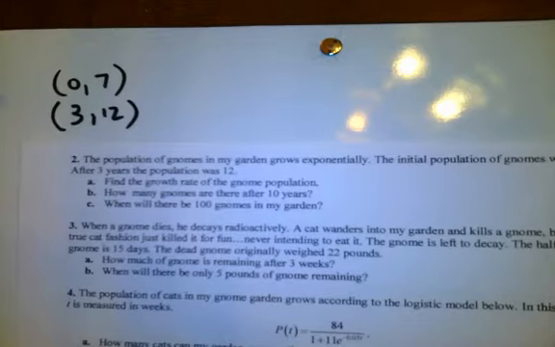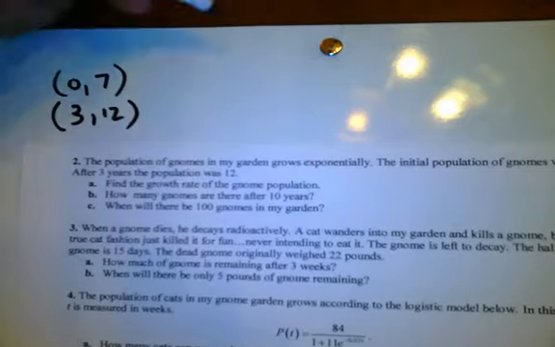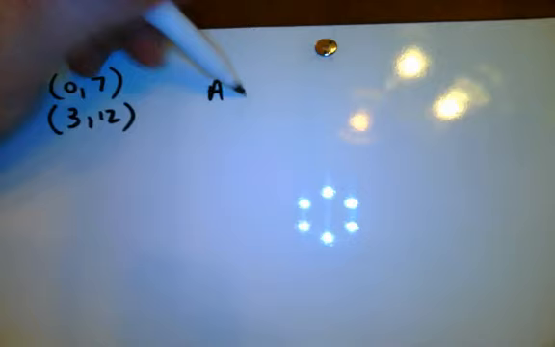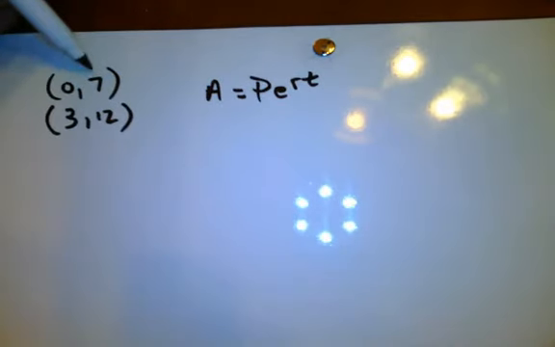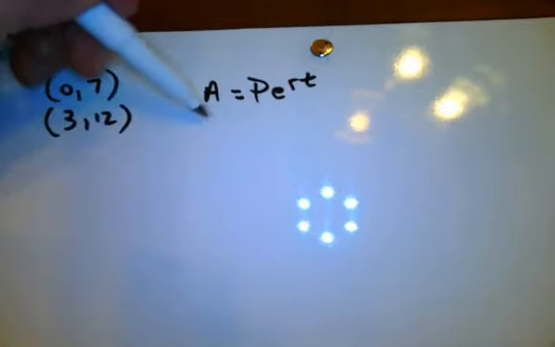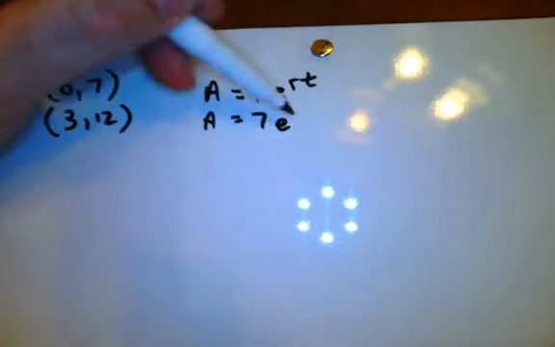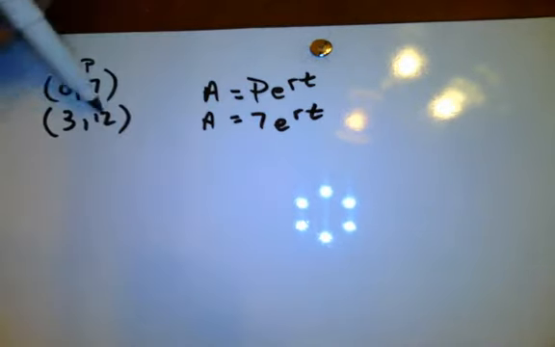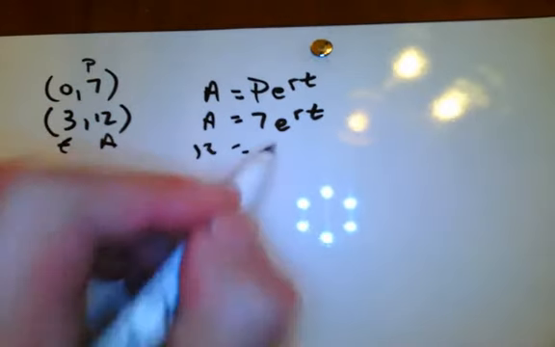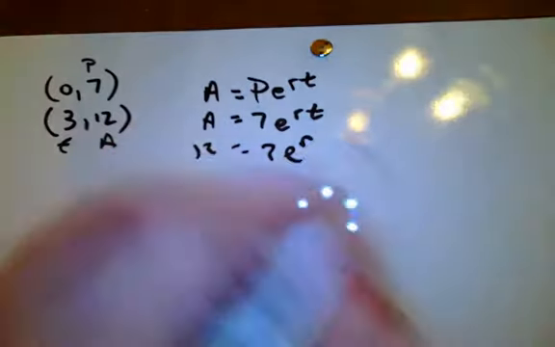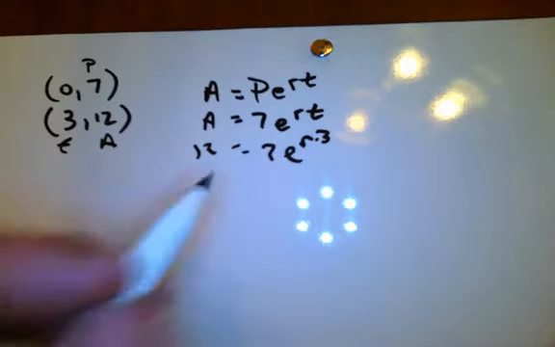That's part A. B, how many gnomes are there after 10 years? And C, when will there be 100 gnomes in my garden? Okay, let's see. First, I think we need to build a model. So, A equals P e to the RT. And we'll plug in our initial quantity for P. A equals 7 e to the RT. And then I'll plug in this ordered pair for T and A. 12 equals 7e to the r times 3.